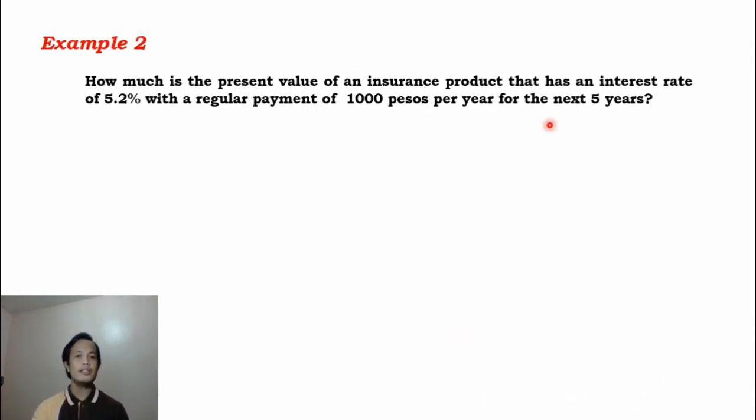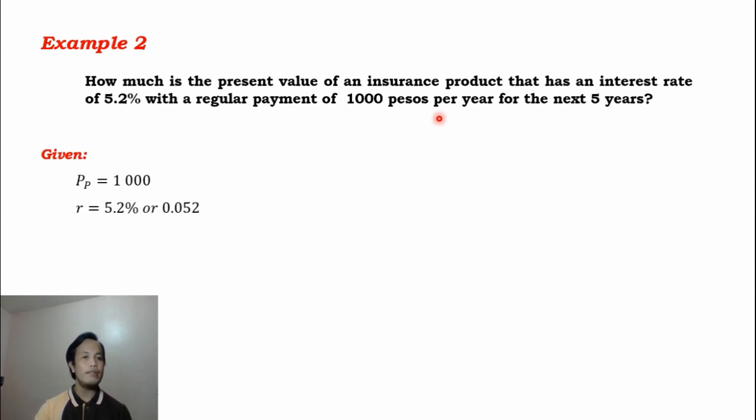How much is the present value of an insurance product that has an interest rate of 5.2% with a regular payment of 1,000 pesos per year for the next 5 years? This time, we are told to find the present value, which is very clear in this problem. So to solve, we identify what is given. Of course, we have our periodic payment, which is 1,000 pesos, for every year. That is annual.